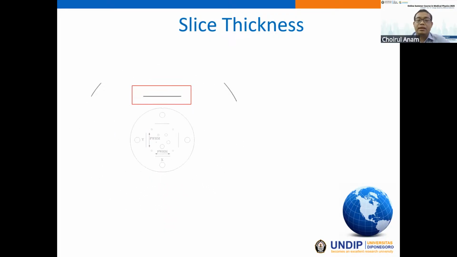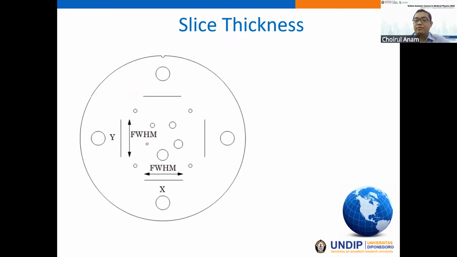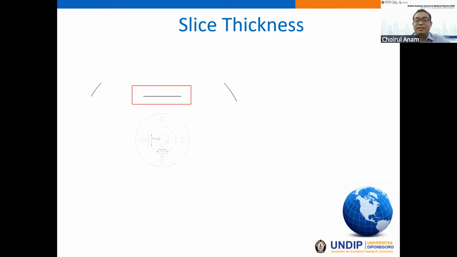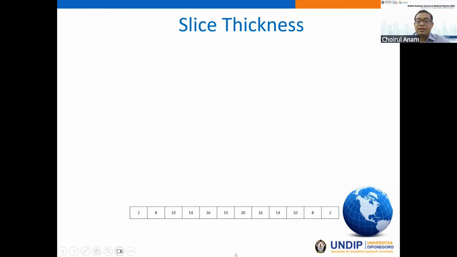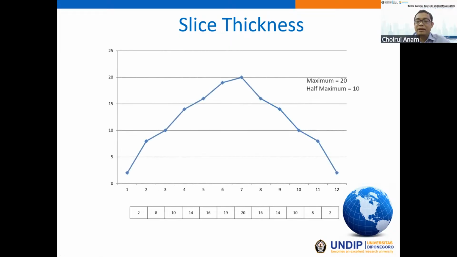Okay, and in this example, we can not only measure the length of the line directly, but also use the profile. This is the example. We will have these values. For example, at this position, we will have the profile, and then we can create the curve of the profile, decide the maximum value, and then measure the half maximum.